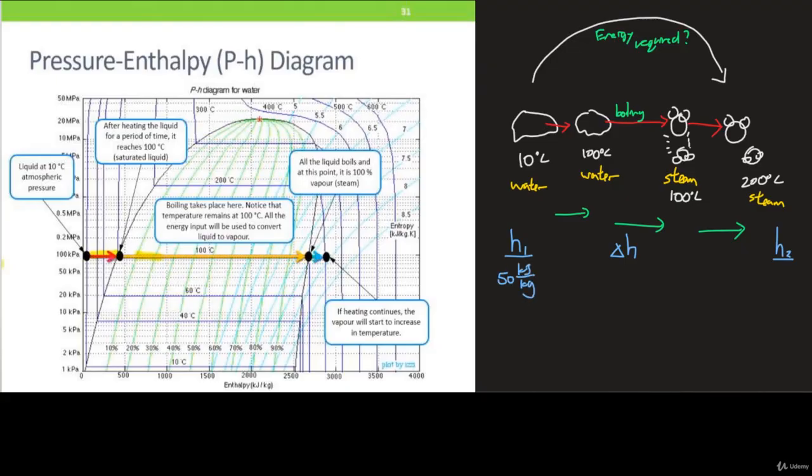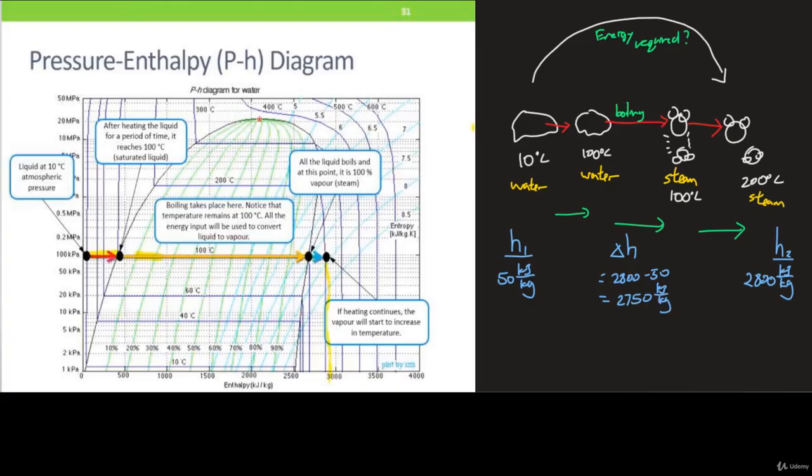You start to heat up, and enthalpy starts to increase along the line until it is at the very last dot over here. You try to read off the enthalpy value over here, and it is maybe around 2,800 kilojoules per kg. So you have your H1, you have your H2. What is delta H? Very simple. Delta H is simply the difference between these two values, which is 2800 minus 50. It will give you 2750 kilojoules per kg.